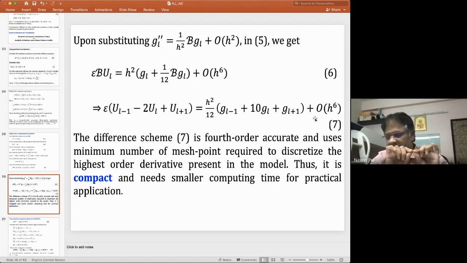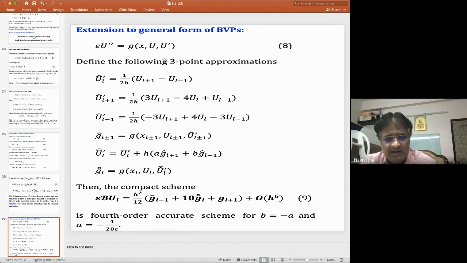So if there is a straight line, and on the straight line I put the middle one as l, this is l plus 1 and this is l minus 1. So in case of nonlinear equation, I require u derivative at this point, at l plus 1, at l and at l minus 1. This is what I have written.